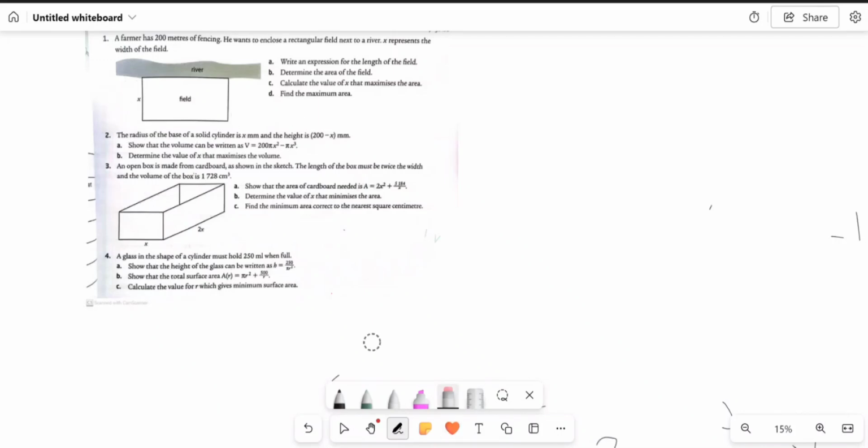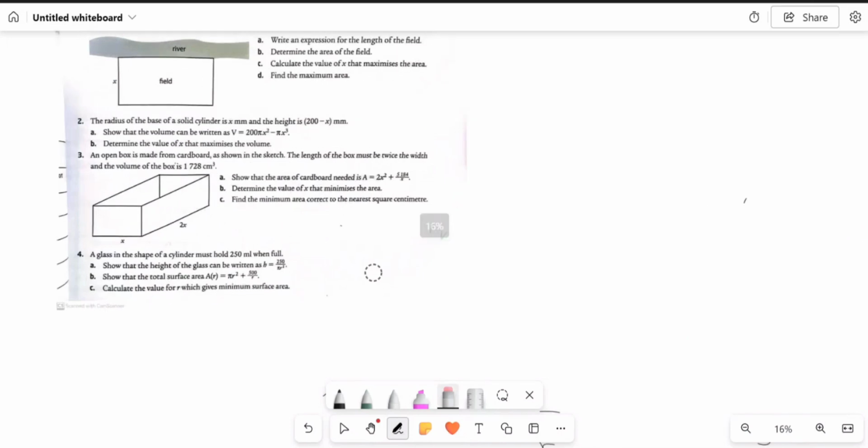Okay, let's proceed. It says a glass in the shape of a cylinder must hold 250 milliliters when full. Show that the height of the glass can be written as height equals 250 over pi r squared. Remember, the first thing that we need to check is the kind of shape we're dealing with. In this case, you're dealing with a cylinder.